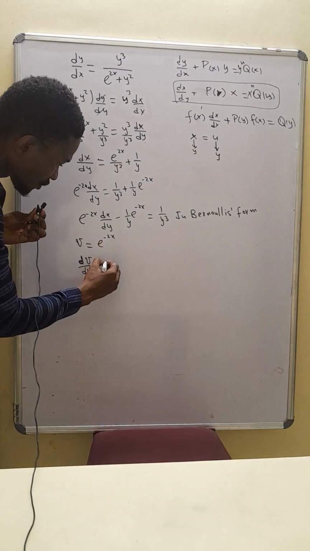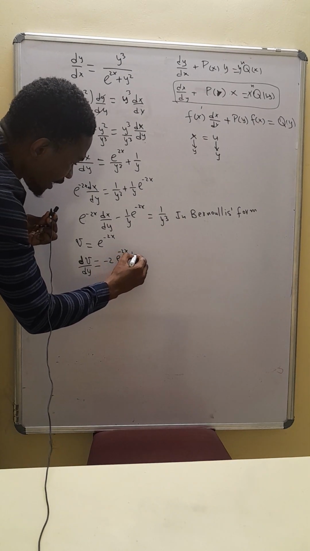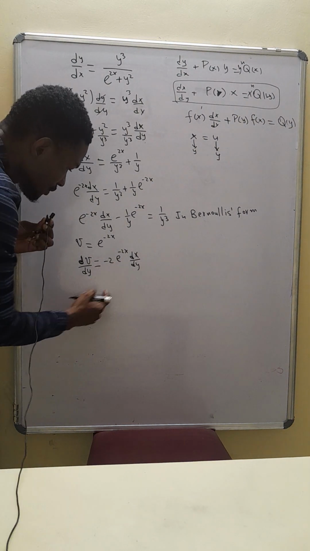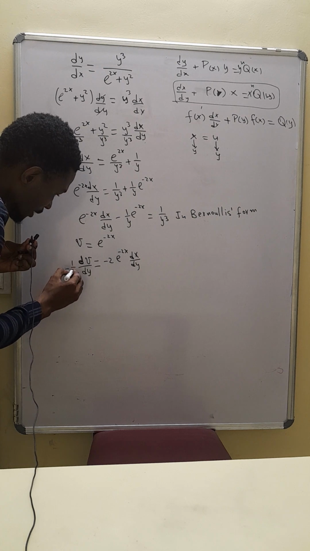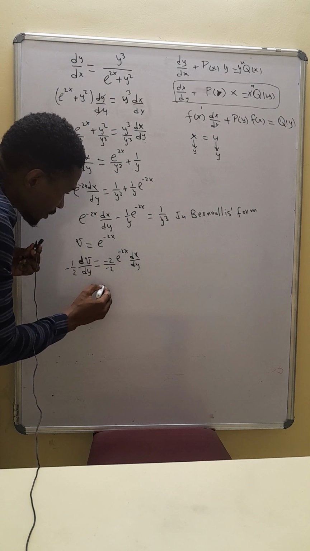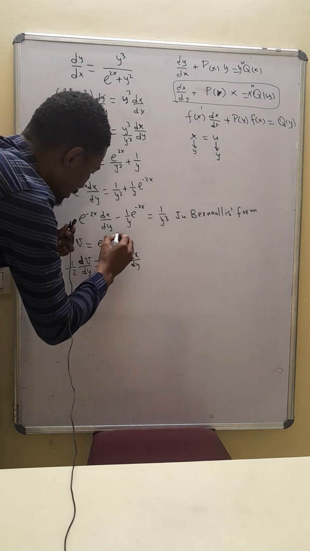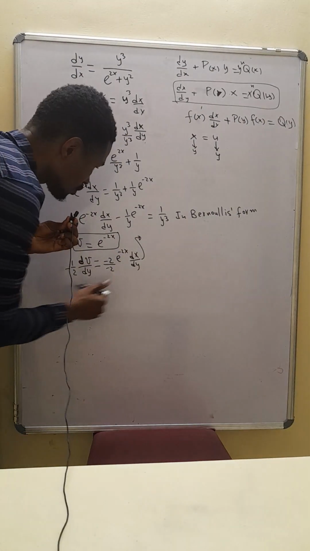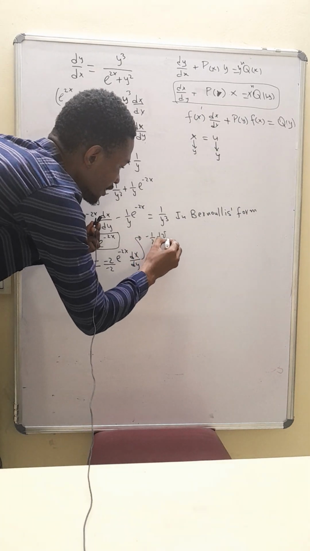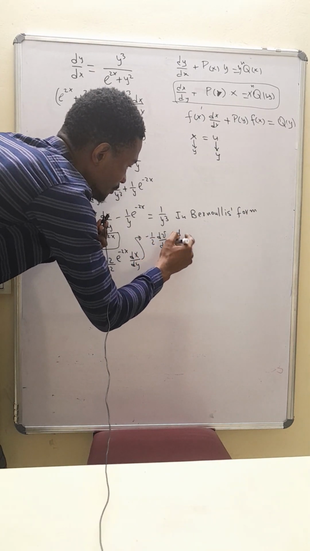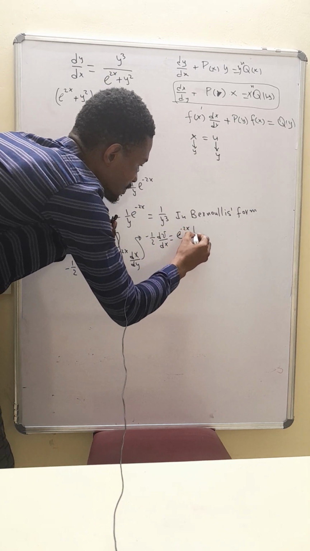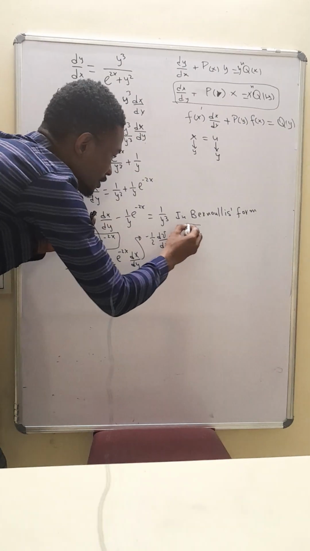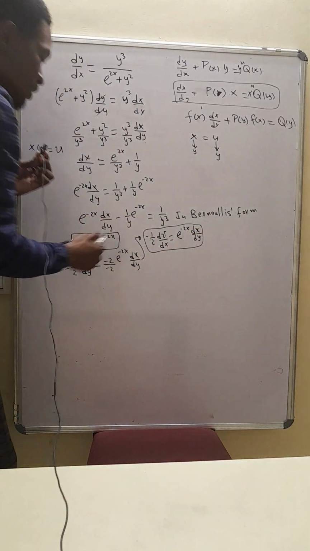And then I will derive this expression: it will be minus 2 e^(-2x) dx/dy. Now see, minus 2 can come here. I will get minus 1 by 2, and here also minus 1 by 2. So minus 1 by 2 dv/dy is equal to e^(-2x) dx/dy. This is the expression that you are going to put over there.